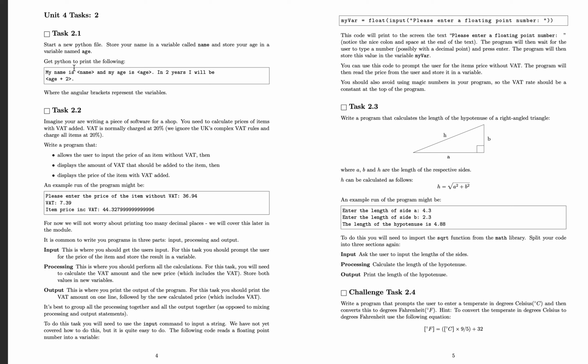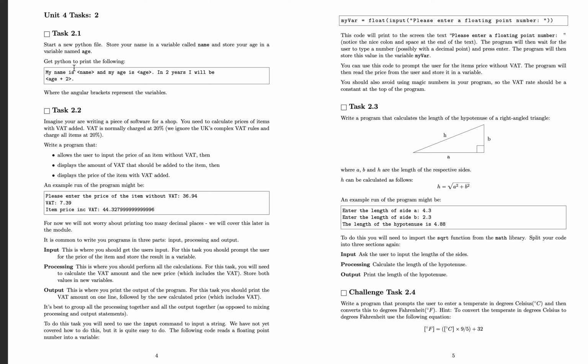We're being asked to write a program that allows the user to input the price of an item without VAT. Then the program will display the amount of VAT that should be added to the item. And finally, it will display the price of the item with the VAT added. An example run of the program might be, please enter the price of the item without VAT, and then the user's entered 36.94. The program then tells us that the amount of VAT we owe is 7.39, and the total price is 7.39 plus 36.94, which equals 44.3279, and then a bunch of 9s, and then finally ending in a 6.